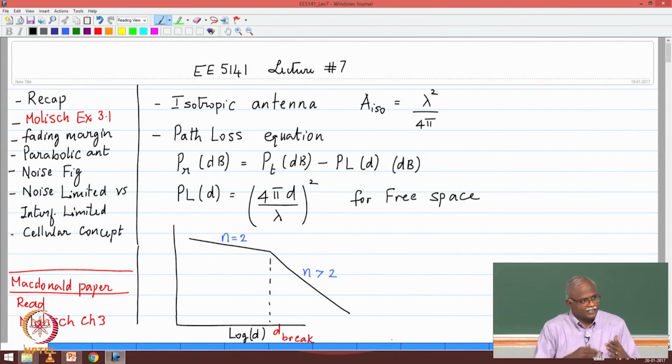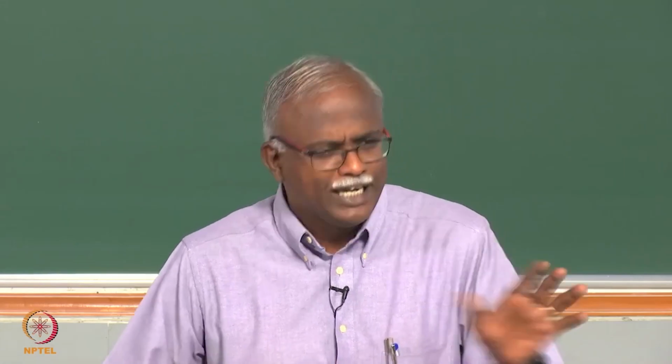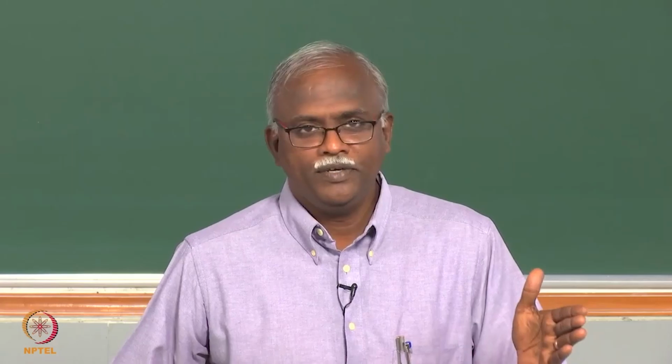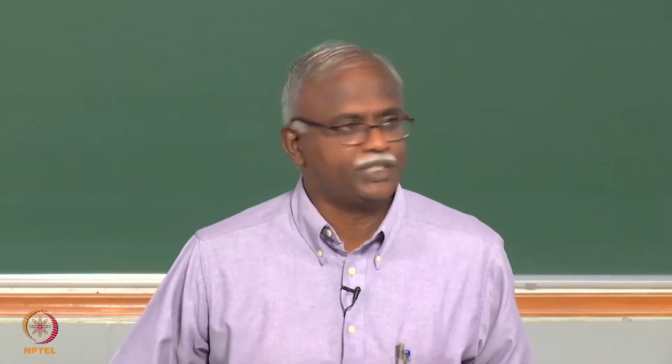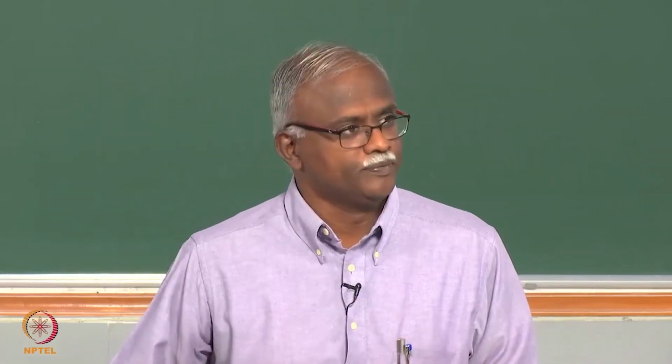We also started to talk about Molisch chapter example 3.1. I hope you've had a chance to look at it. We will just quickly summarize the key factors from that example. But before that, let me just ask if there are any questions on the points that we have covered so far. Radiated power, EIRP, how the losses come into the picture, and how to characterize the breakpoint model.